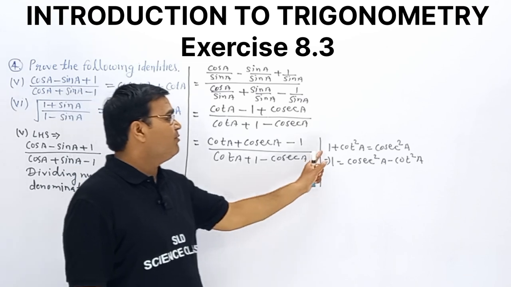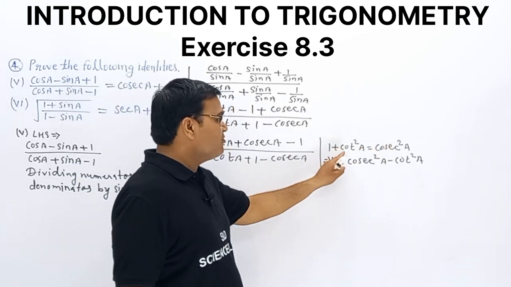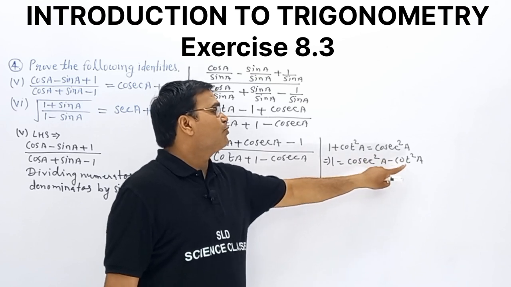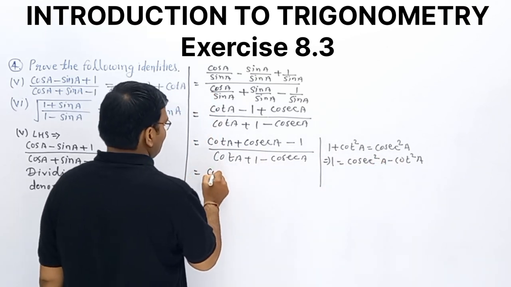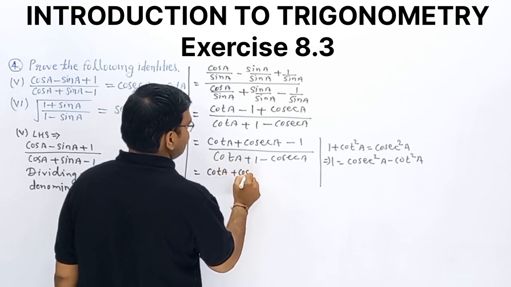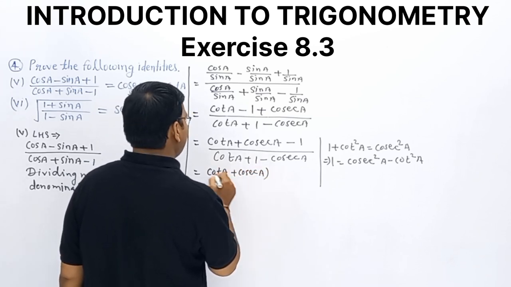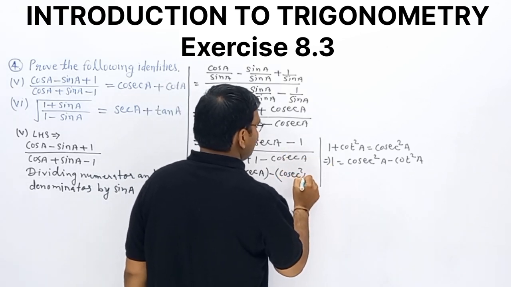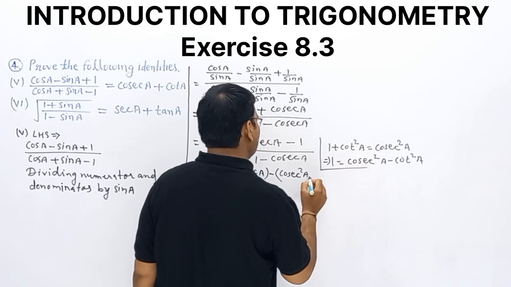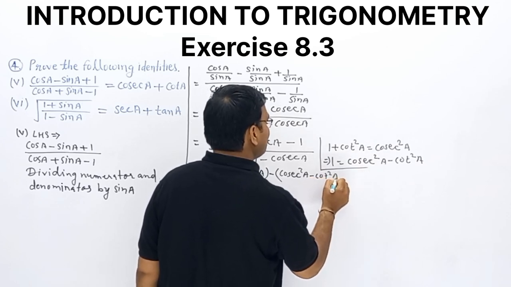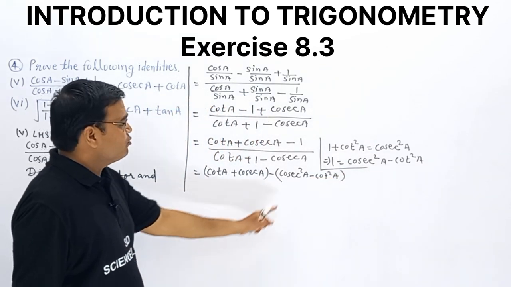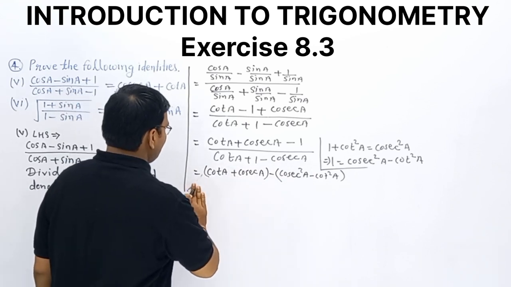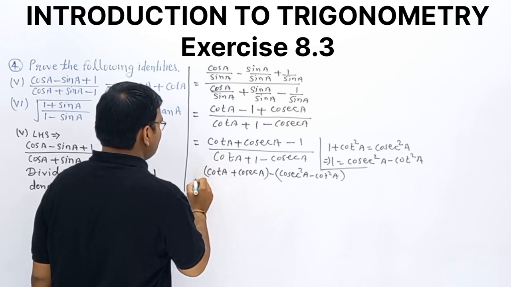Why? Because we are using this trigonometric identity. Then 1 is cosec square A minus cot square A. I am putting it there: cot A plus cosec A minus, in place of 1, cosec square A minus cot square A. Clear? Now this is in the a square minus b square format. So what do we have in the denominator? Write the denominator part also.